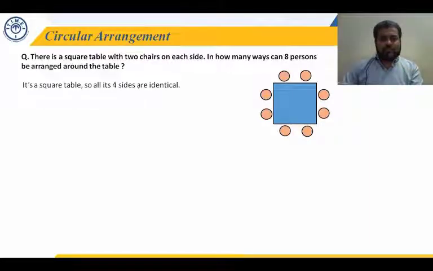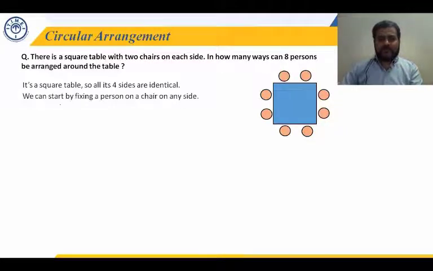It's a square table, so all its 4 sides are equal, so all the 4 sides are identical. So we can choose any one side first of all. We can start by fixing a person on a chair on any one side, since all the sides are identical. So there is only one way of selecting a side, right? There are not 4 ways because all the 4 sides are identical.